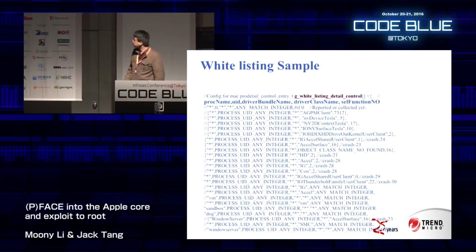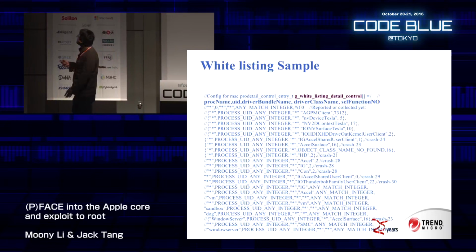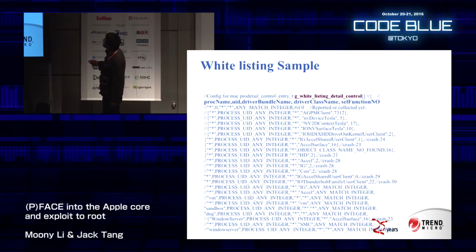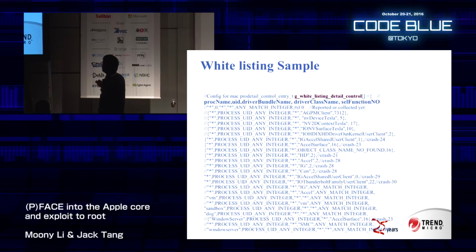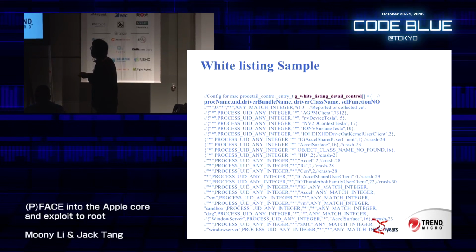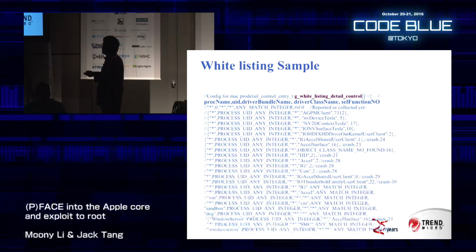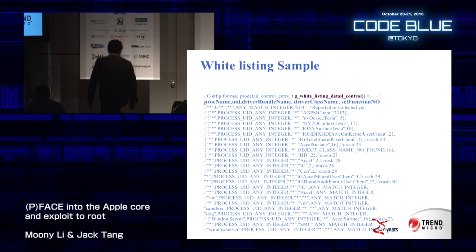Take an example. In this whitelisting detail control, we would care about the proc name, user ID, driver name, driver bundle name, driver class name, selector of the function, and so forth. For example, in this one, it means it is the WindowServer process, and we will bypass the AccelSurface classes, and we will bypass this selector, because if you call this selector, you can cause a kernel crash. We have reproduced the crash. This is our index of the crash.